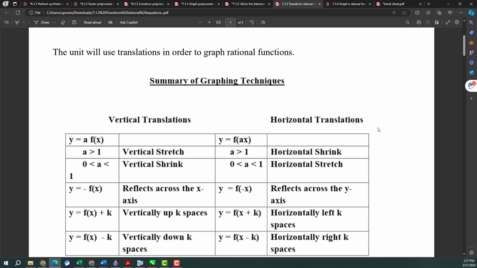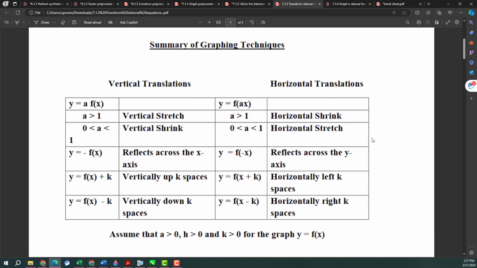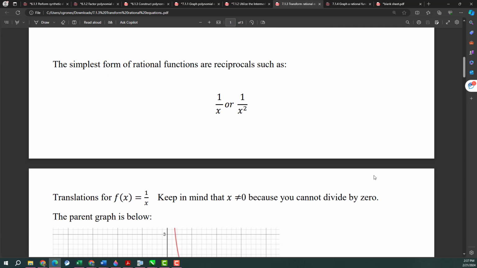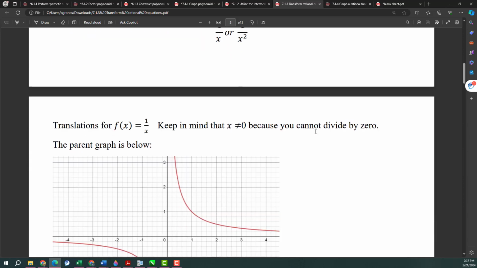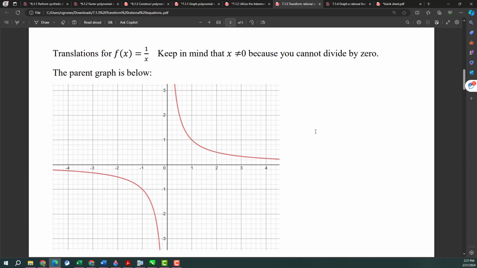So on the notes, there is the summary of the graphing techniques that you can use. The simplest form of rational functions, 1 over x or 1 over x squared. And then we have some graphs that we are looking at.